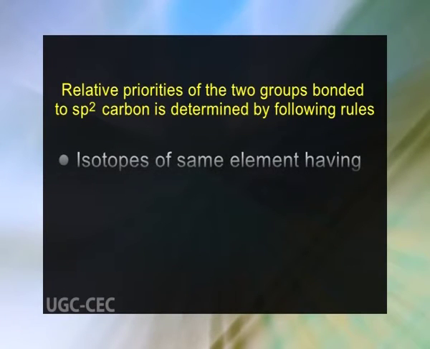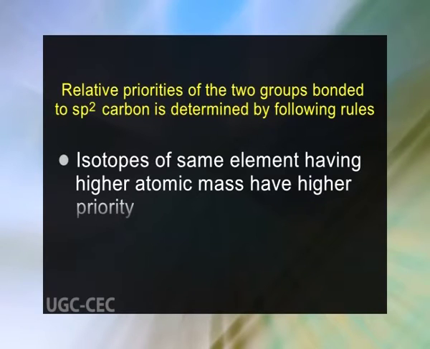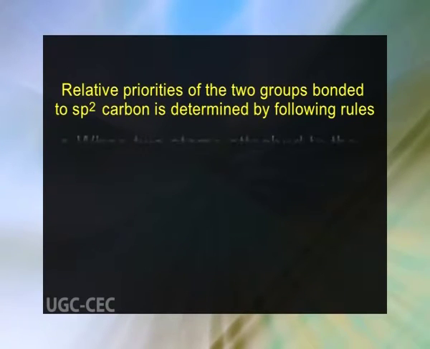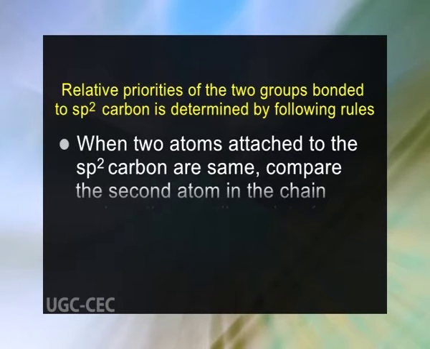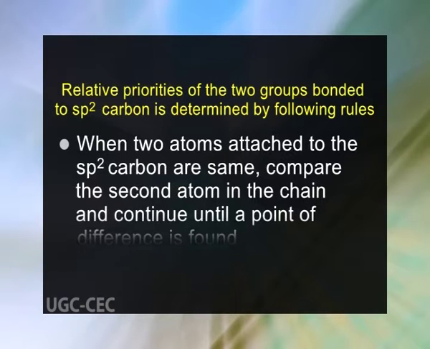Second, isotopes of the same element having higher atomic mass have higher priority. Third, when two atoms attached to the sp2 carbon are the same, compare the second atom in the chain and continue until a point of difference is found.